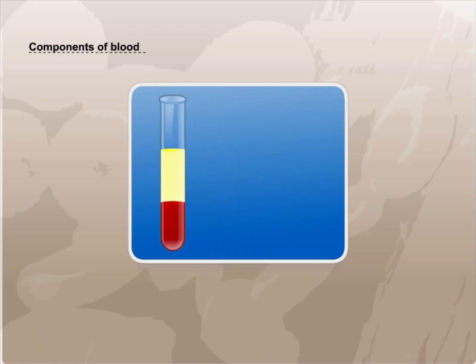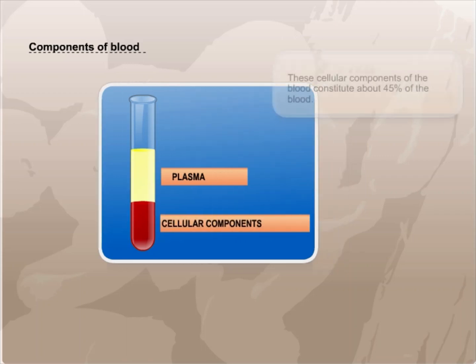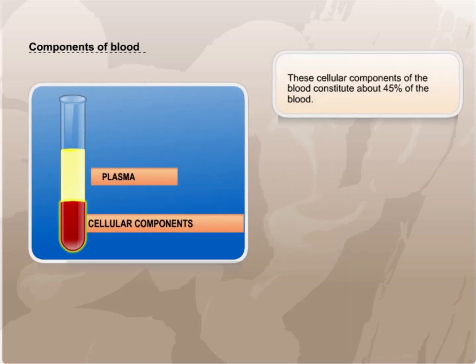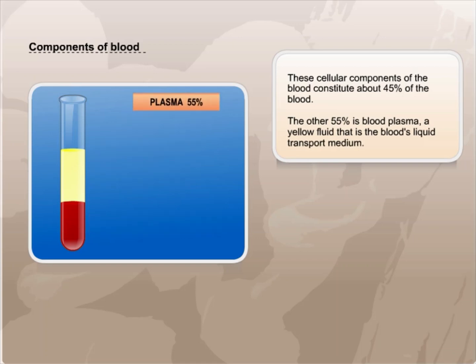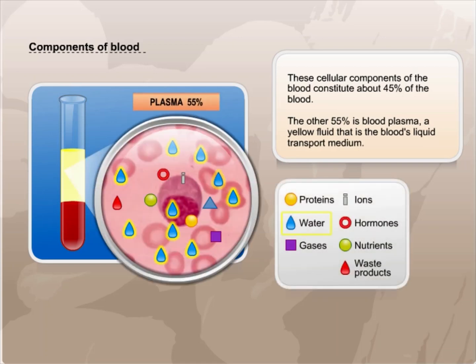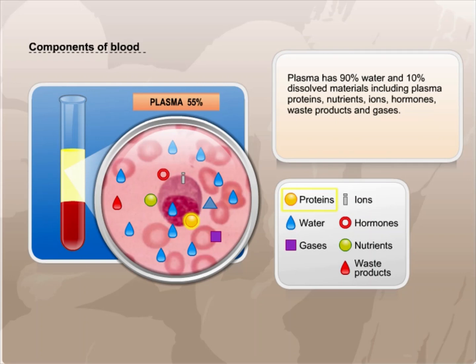Blood is composed of two components, the plasma and the cellular components. These cellular components of the blood constitute about 45% of the blood. The other 55% is the blood plasma, a yellow fluid that is the blood's liquid transport medium. Plasma has 90% water and 10% dissolved materials including plasma proteins, nutrients, ions, hormones, waste products, and gases.